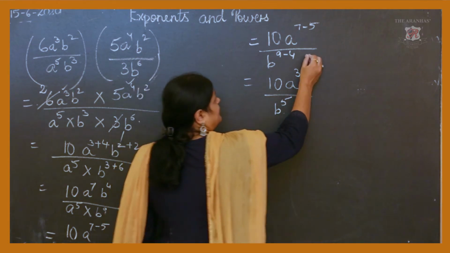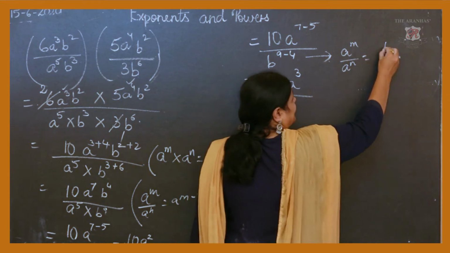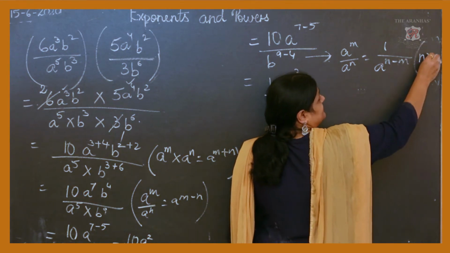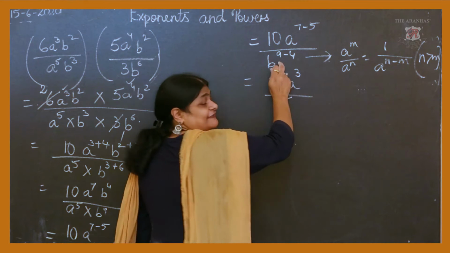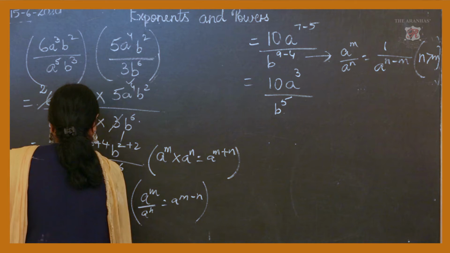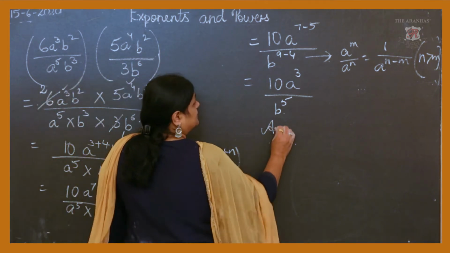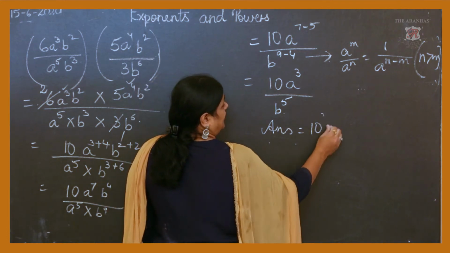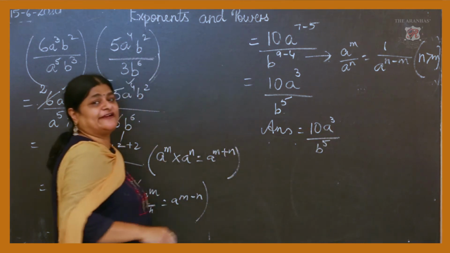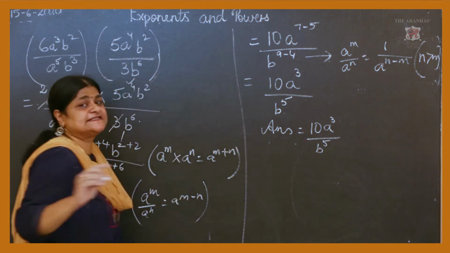Now here when you are doing it, a raised to m upon a raised to n is equal to 1 upon a raised to n minus m when n is greater than m. That is what you have taken over here, 9 minus 4. Okay. So this will be your answer: 10a to the power of 3 upon b to the power of 5. This will be your answer for this particular sum.